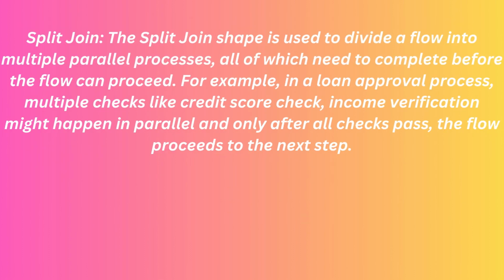Split join. The split join shape is used to divide a flow into multiple parallel processes, all of which need to complete before the flow can proceed. For example, in a loan approval process, multiple checks like credit score check and income verification might happen in parallel, and only after all checks pass, the flow proceeds to the next step.